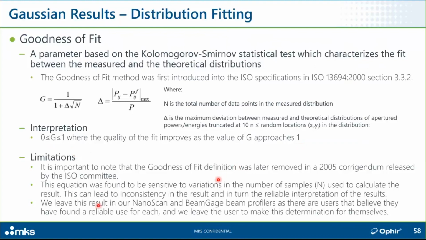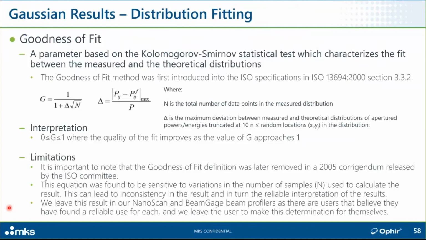This equation was found to be sensitive to variations in the number of samples. Depending on how you calculate it and how many samples, you can end up with results that are potentially difficult to interpret. If in one case you used 1,000 samples, in another case you used 1,200 samples, the result might not be comparable to each other.